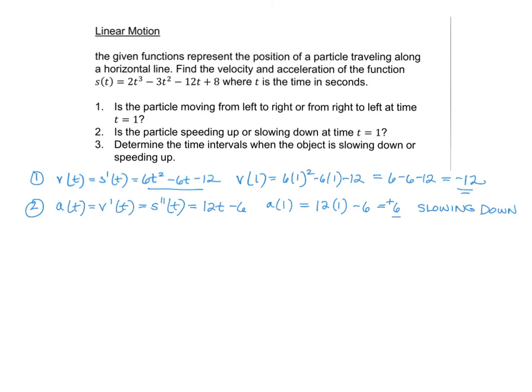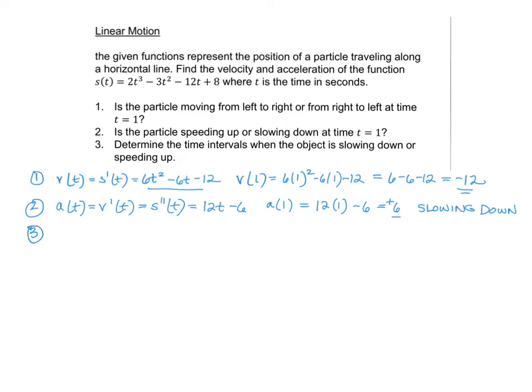All right, so now we're on problem number 3, which is determine the time intervals when the object is slowing down or speeding up. And we already said that when the velocity and the acceleration have different signs, that means that the object is slowing down. And when they have the same signs, both are positive or both are negative, then that means they're speeding up. So let's start by finding out the intervals where the velocity is positive and where it's negative, and then we will do the same for the acceleration.